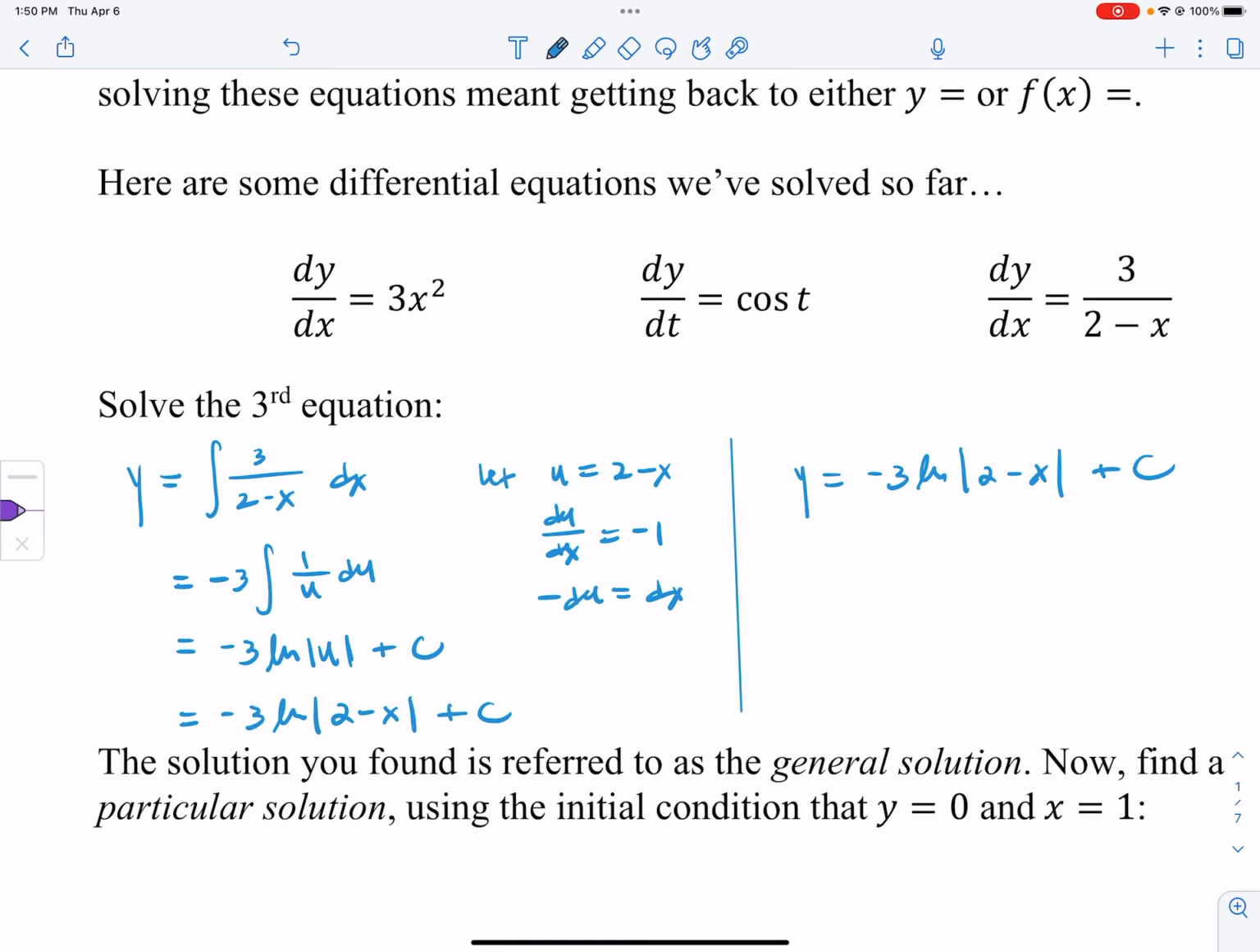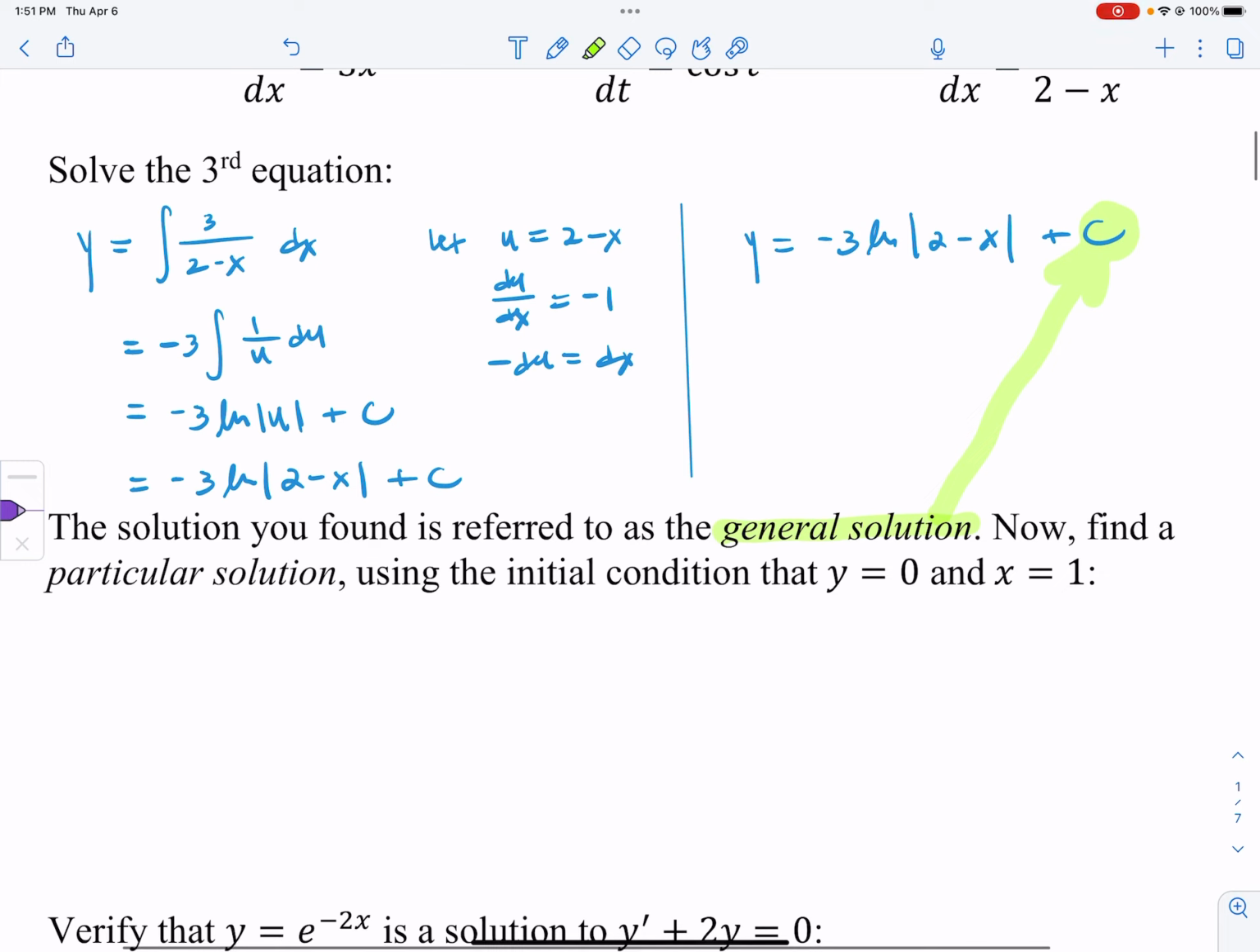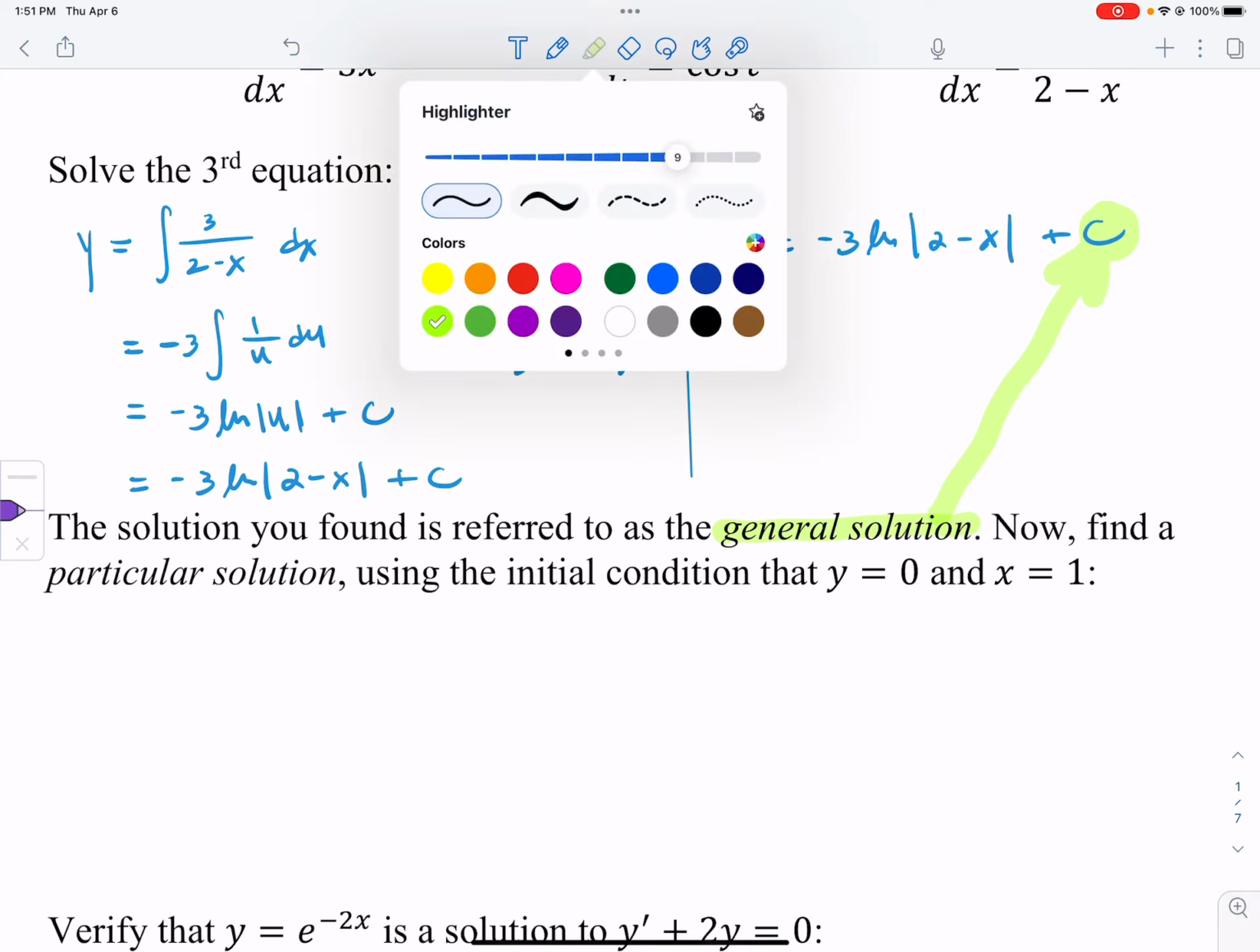plus c. So the solution that we just found, remember, we refer to as the general solution. And we know it's the general solution because of this plus c, right? That plus c represents an arbitrary constant because all of the antiderivatives of 3 over 2 minus x would differ by some constant. Now, if we wanted to find a particular solution, that would mean that we were trying to find c. So we could find the particular solution using what we call an initial condition.